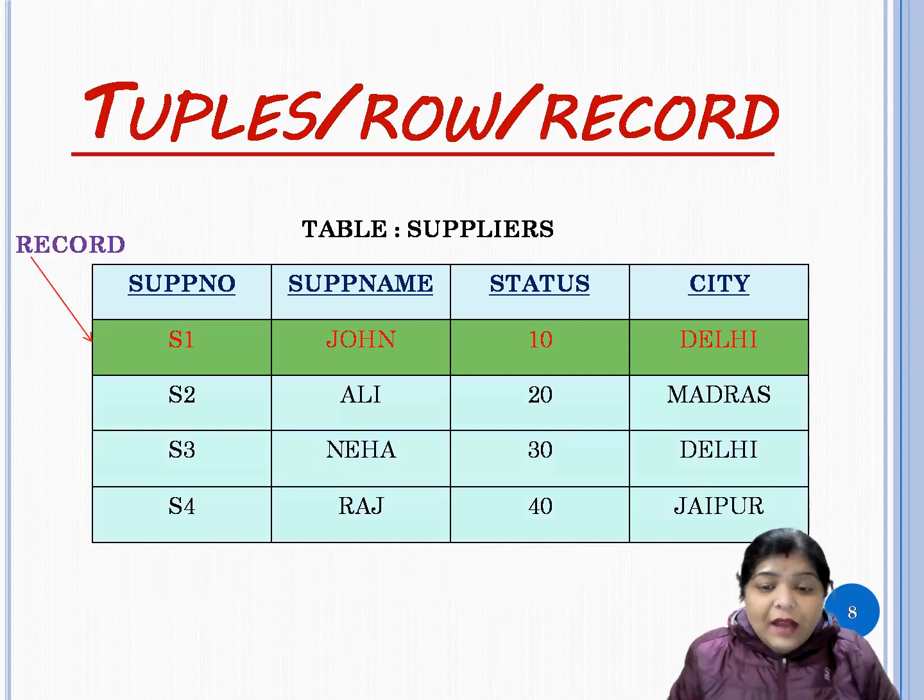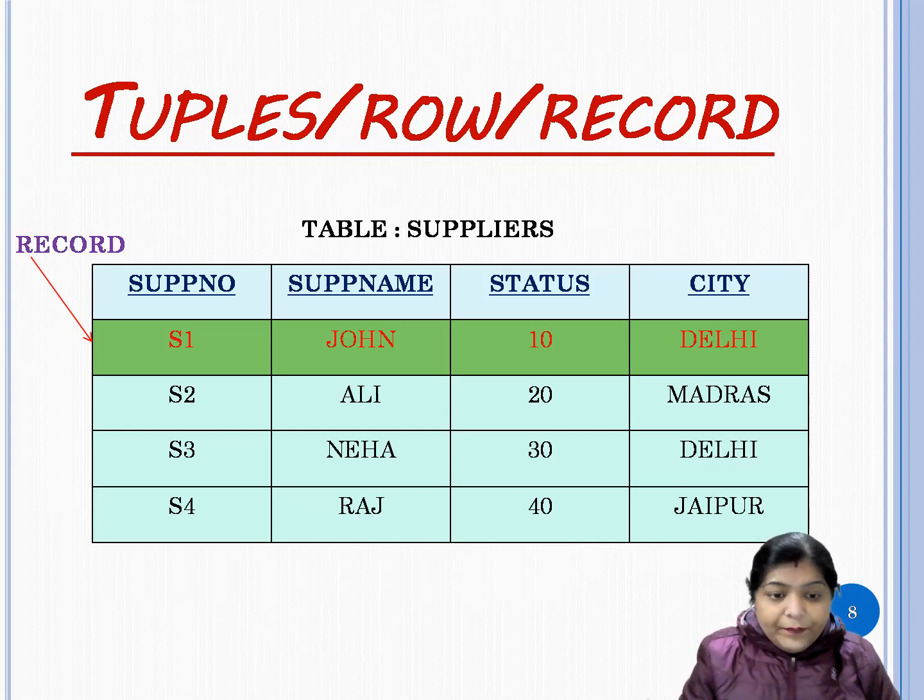Tuples. So these are the synonyms: tuples, row, record. These all are the same things. In the horizontal manner, the whole row means if I am talking about the S1 record, that is S1, of John, status is 10, city is Delhi. I have highlighted it also. So this whole is known as either tuple or a row or record. All these three things are the same: tuple, row, and record.